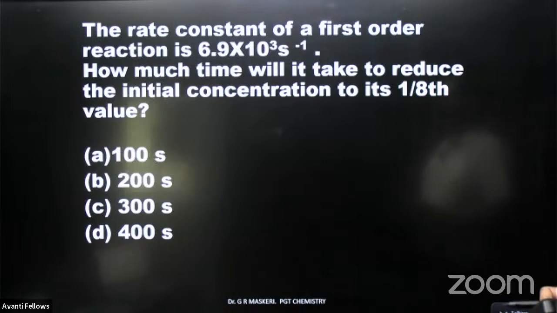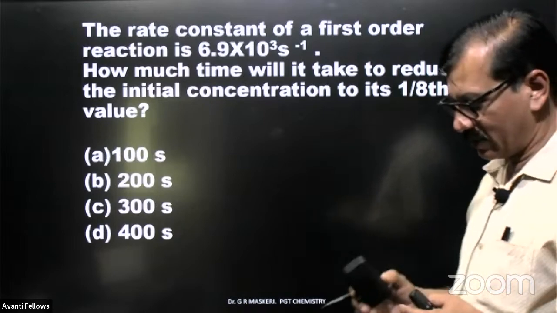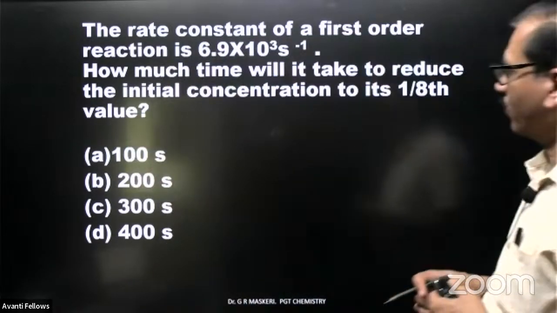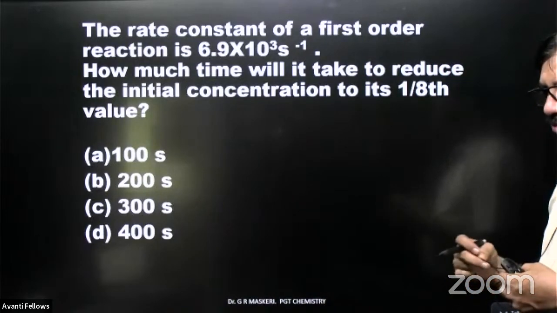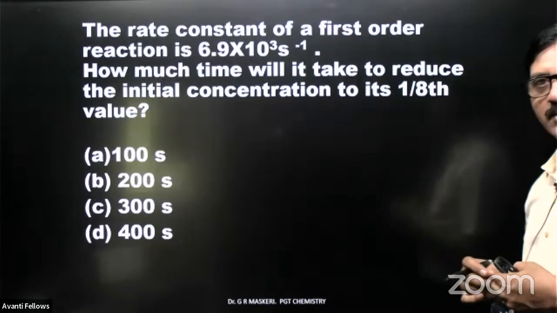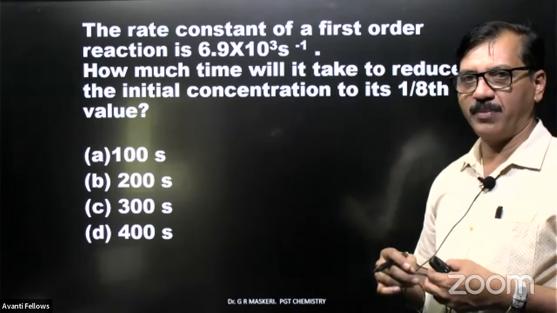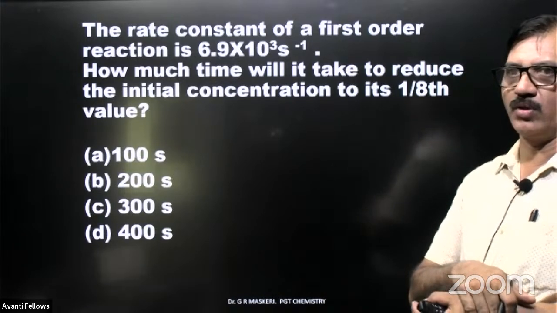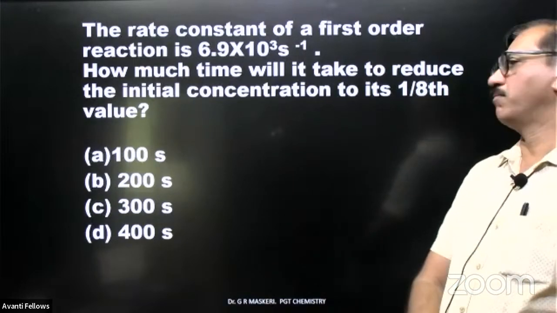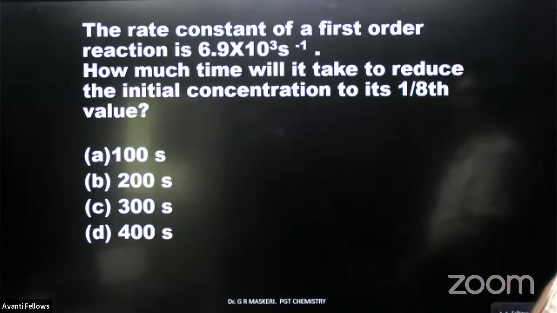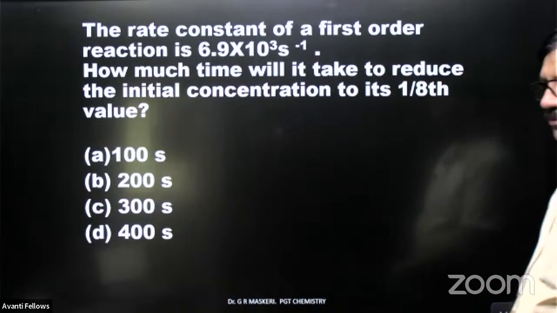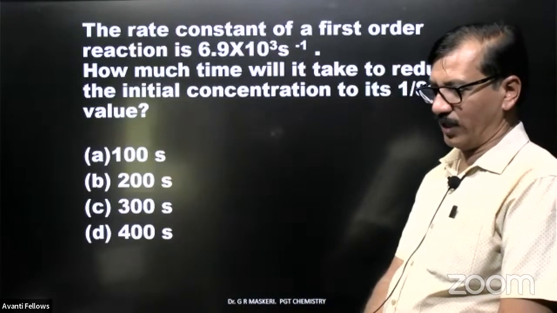The rate constant for a first order reaction is 6.9 into 10 to the power minus 3 per second. How much time will it take to reduce the initial concentration to its 1/8 value? A little calculation is involved. Try this. Take your pen and paper, write the expressions, substitute. Nearest answer you can say.